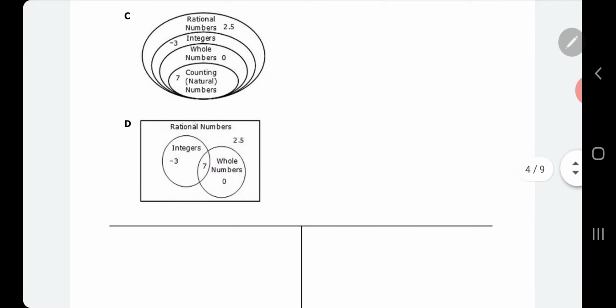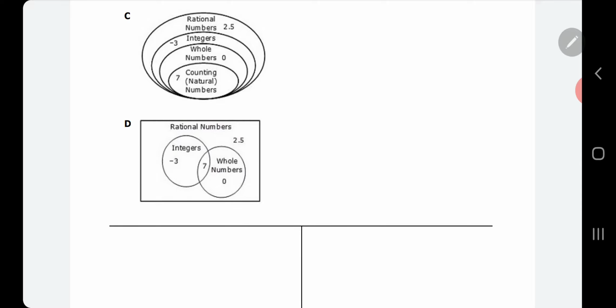Looking at D, they represent the rational numbers with a big square. And it shows 2.5, which is only a rational number, so that's correct. We got the subset integers in the rational numbers, and it shows -3, which is correct. The integers are a subset of the rational numbers. And the whole numbers are a subset of the rational numbers.